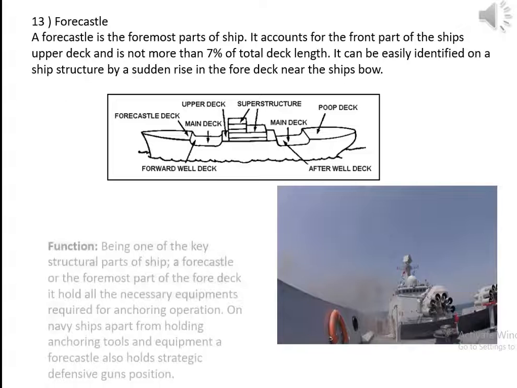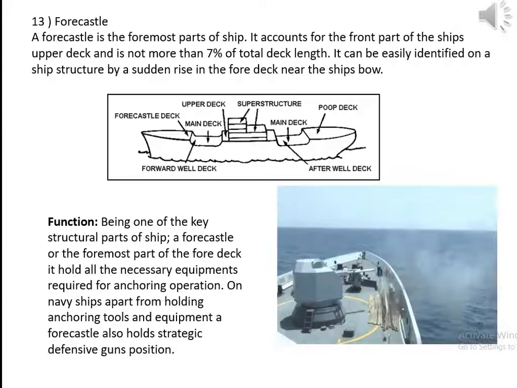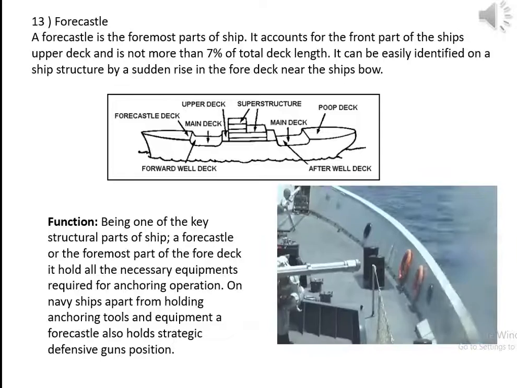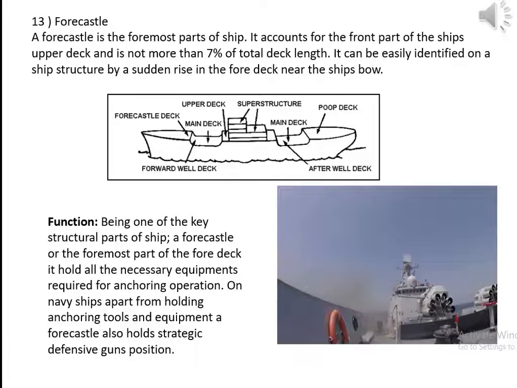Function. Being one of the key structural parts of a ship, the forecastle, or the foremost part of the foredeck, holds all the necessary equipment required for anchoring operation. On Navy ships, apart from holding anchoring tools and equipment, a forecastle also holds strategic defensive gun positions.